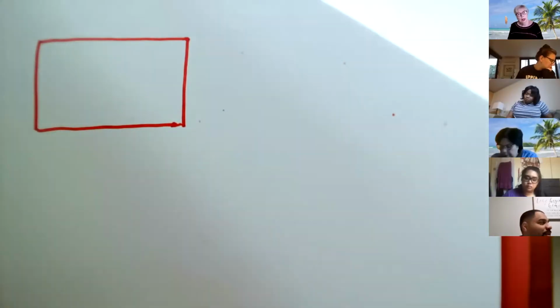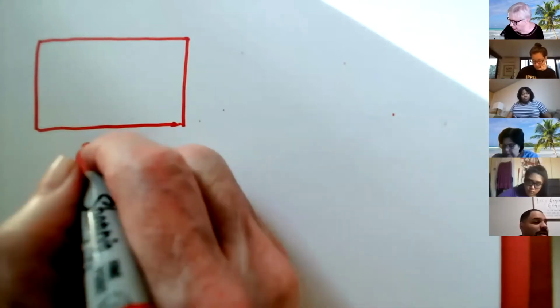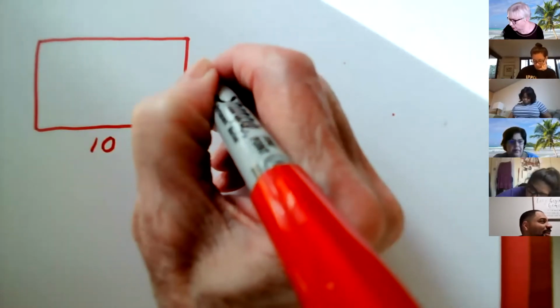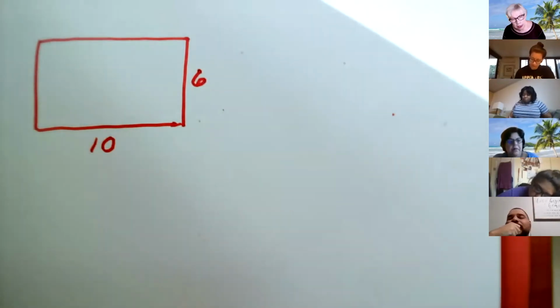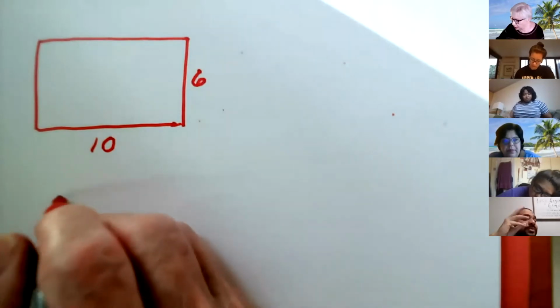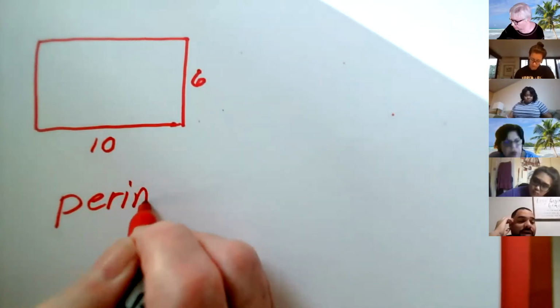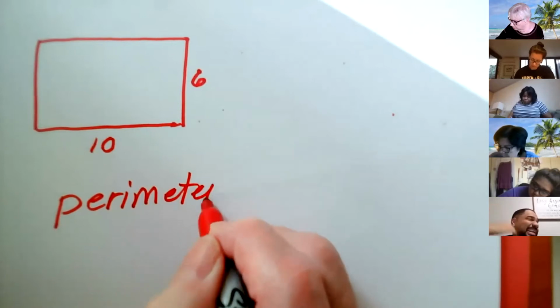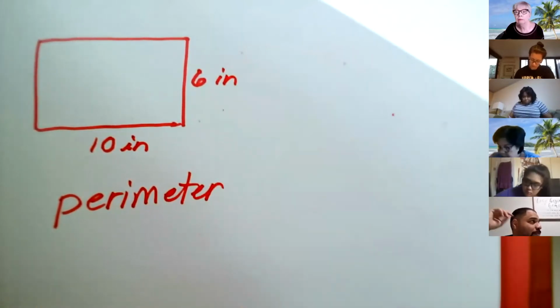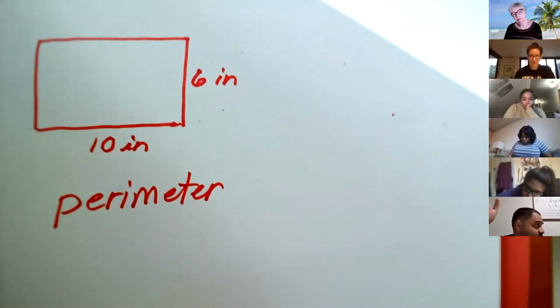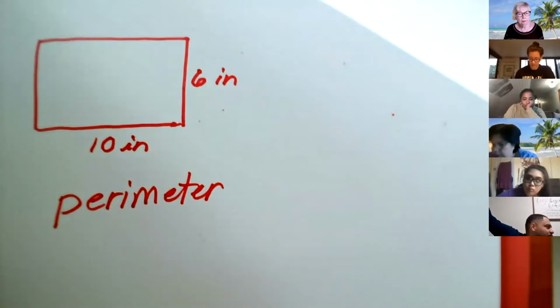There. So what are the 2 formulas? Let's say this is 10 and this is 6. So this is something you definitely need. If they say perimeter, let's call this inches and this inches. What's your answer? Let's see.